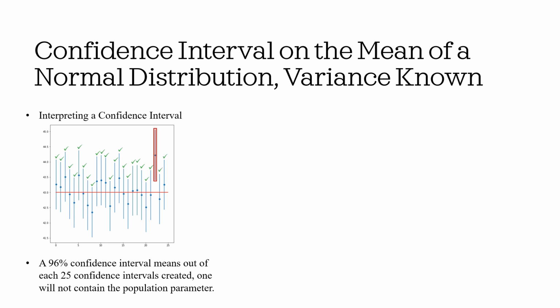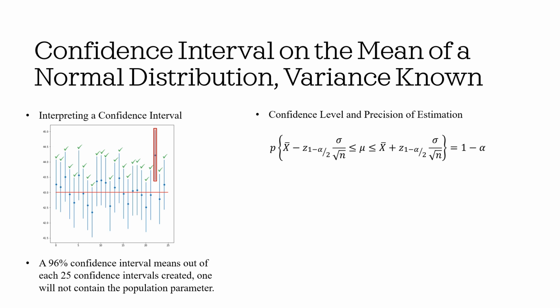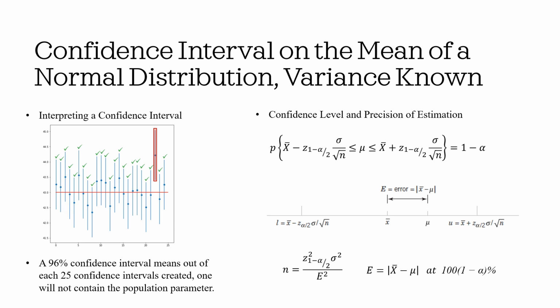Sometimes we are interested in finding the appropriate sample size for a given significance level and potential error range. In that case, we can define a range of error such as E, which is the potential difference between sample and population means. In that case, the sample size n would be the square of the z-value of 1 minus half alpha multiplied by the population variance, divided by the error range squared.